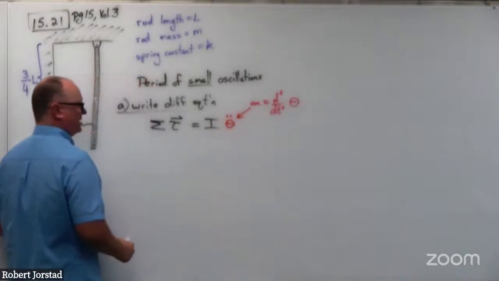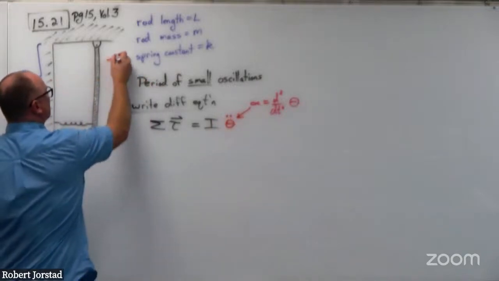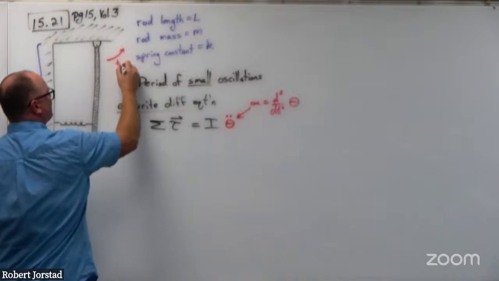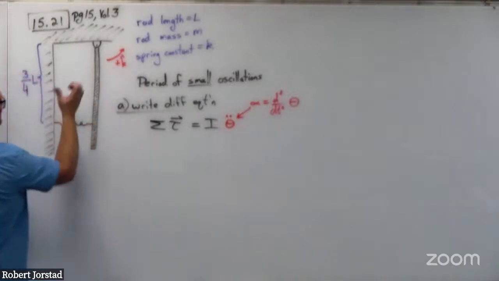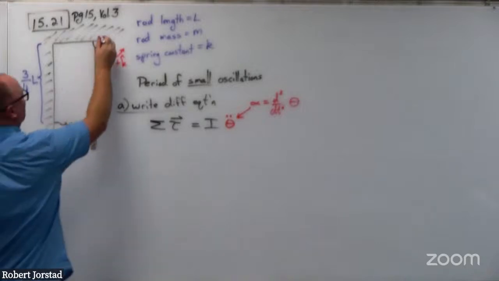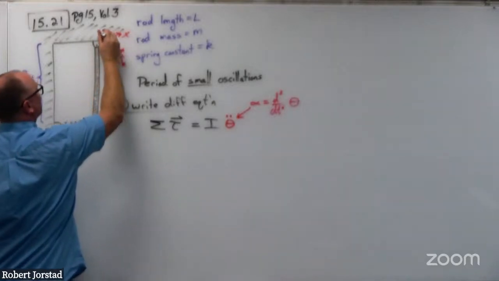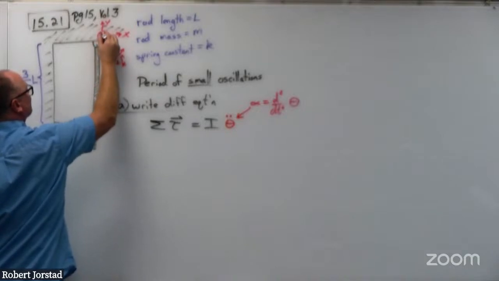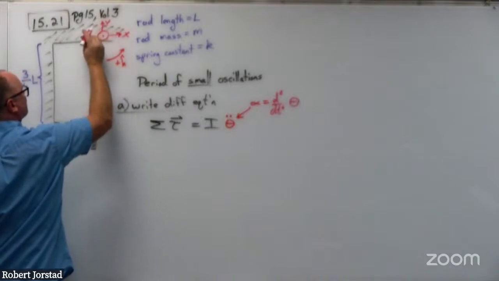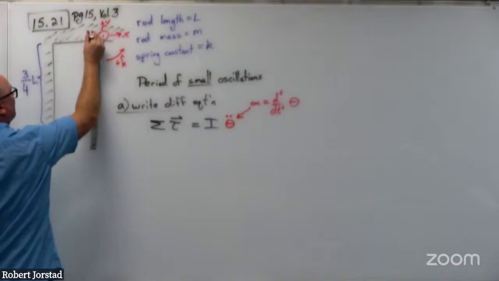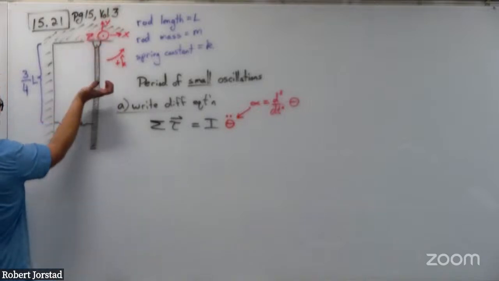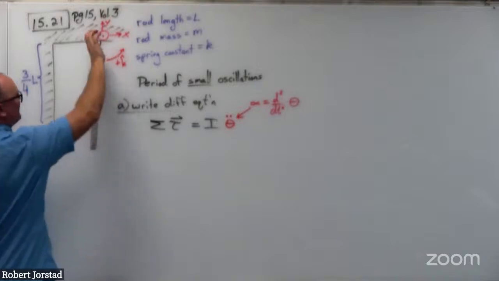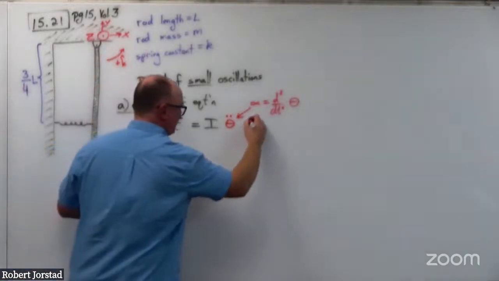Now in this case, this is the positive k hat direction for torque. If I write this is x and this is y, k hat would be the z direction, out of the page. So positive torques are this way, negative torques are this way. So I'm going to put a k hat on that.